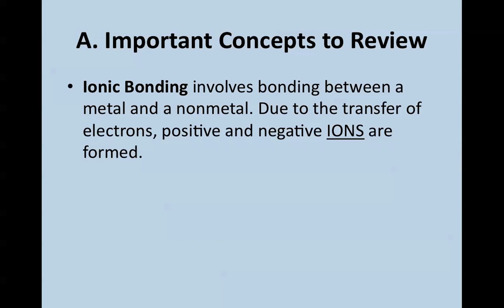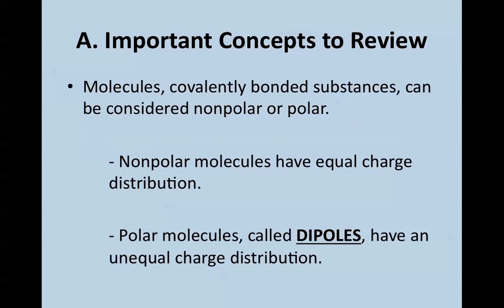Ionic bonding, this is between a metal and a nonmetal. This is a transfer of electrons. This is when positive and negative ions are formed that attract each other.